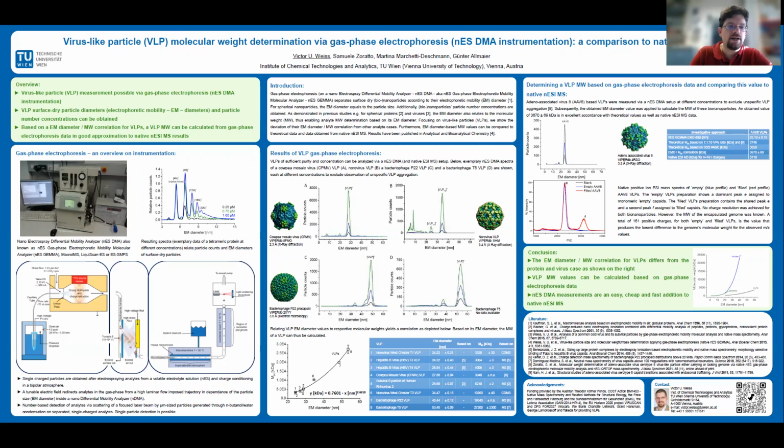How is this done? This is done as it's shown here with the schematic drawing of the instrument. First, we have our analytes in a volatile electrolyte solution. We are electrospraying our analytes, and then drying of droplets occurs, and at the same time, charge equilibration occurs. Subsequently, single-charged, surface dry analytes are transferred to the second part of the instrument, which is the differential mobility analyzer. There, two forces are acting on our analytes.